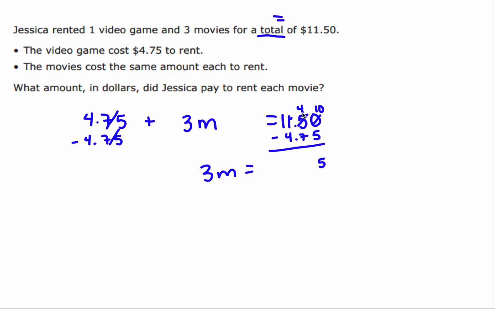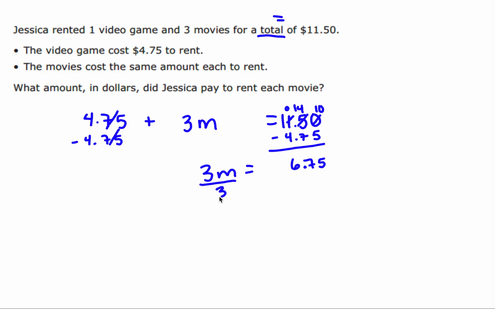4 minus 7 takes me into the negatives. I'm going to borrow from the 1. It's going to be a 0. This will be a 14. 14 minus 7 is 7. Bring down that decimal. 10 minus 4 is going to be 6. So I know that the 3 movies are going to be $6.75.